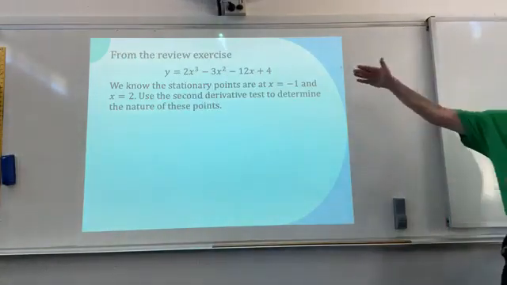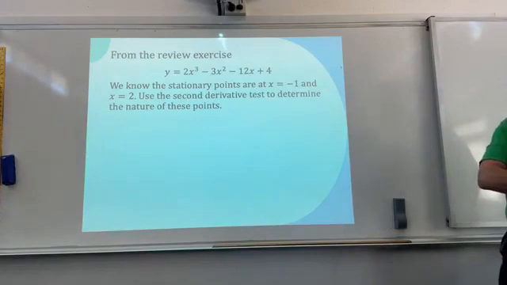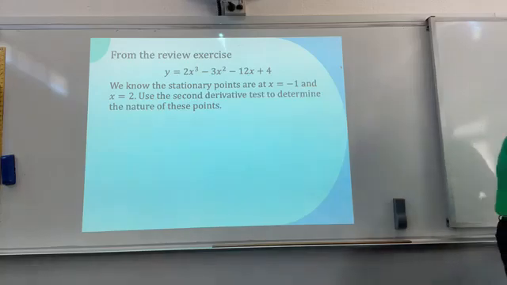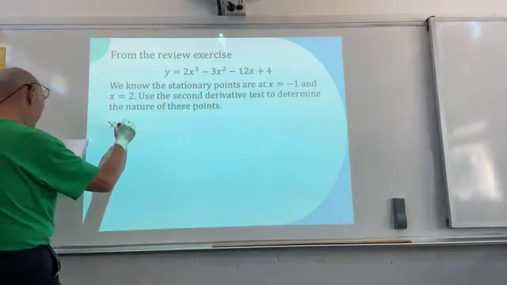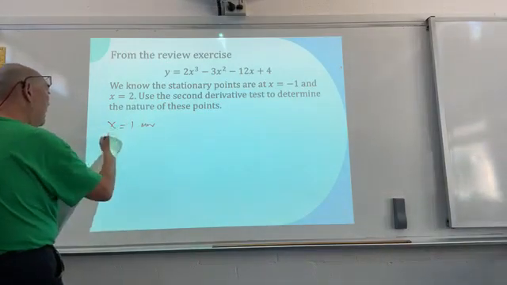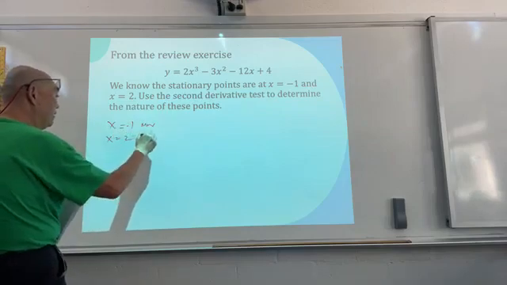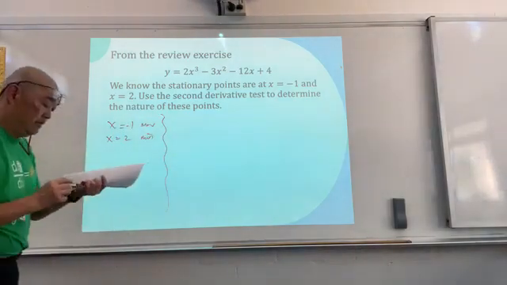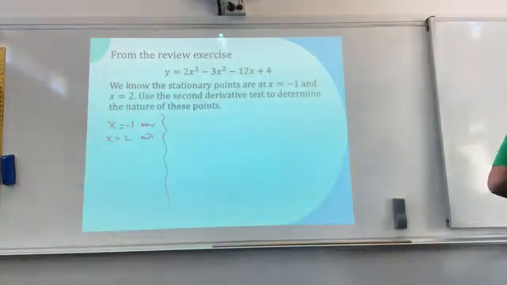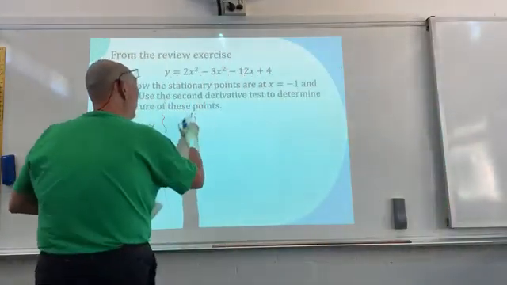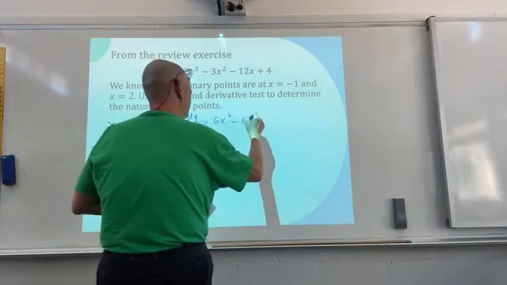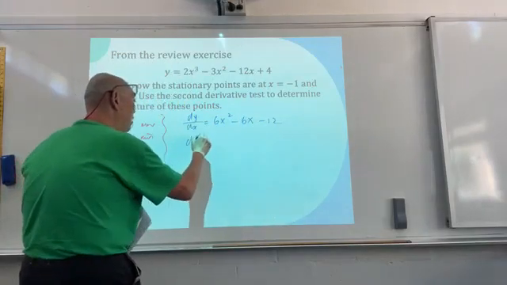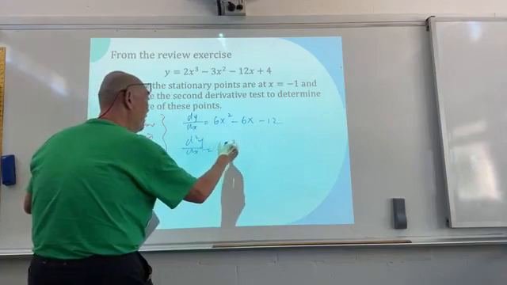Next example, we know previously 2x cubed minus 3x squared minus 12x plus 4. I've shown you the sign test. You know that x equals minus 1 is a max, and x equals 2 is a min. So let's use the second derivative there. Let's check. So here, dy/dx equals 6x squared minus 6x minus 12. d2y/dx squared equals 12x minus 6.